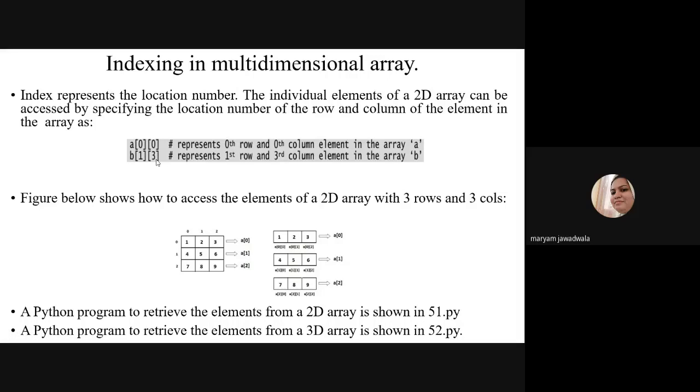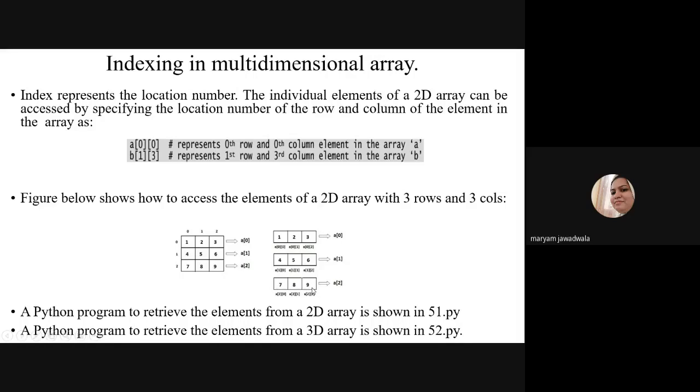We can explain the same thing using this figure. This figure consists of one 2D array with 3 rows and 3 columns. Array index starts with 0. 0 indicates the 0th row, that is the first row, then the first row, second row, and third row. So here, suppose I write A10, A10 means second row and first column. And suppose I write A22, it means third row and third column.